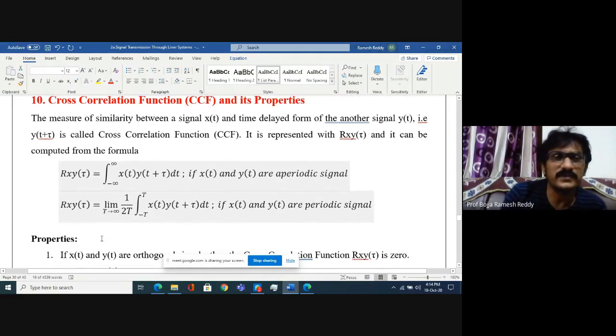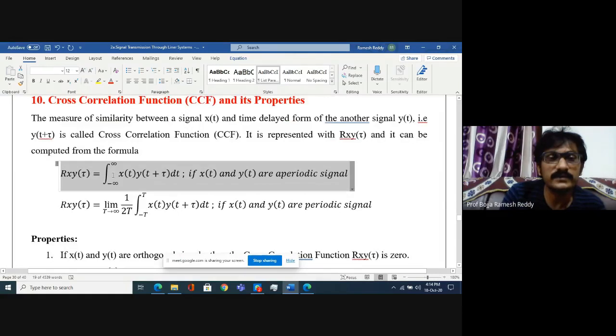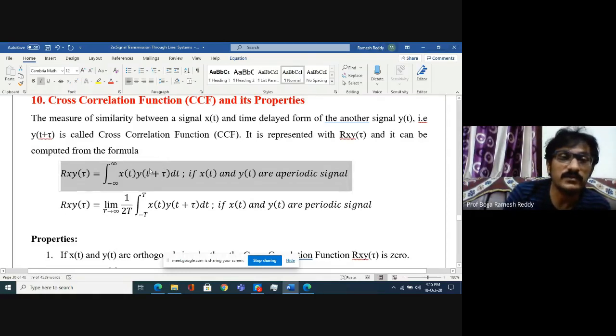It is similar to the previous one, the only difference being rxy instead of rxx: same integration, same x of t, but in the second signal, previously x of t plus tau, the same signal, now we take y. Here we are comparing x of t and y of t plus tau. The first one is the original, the second one is the shifted one. The shift may be a left shift or a right shift.